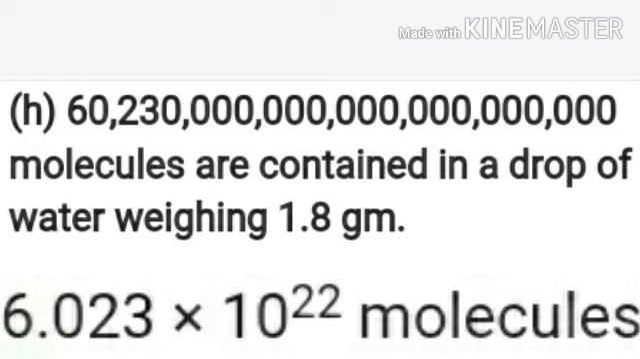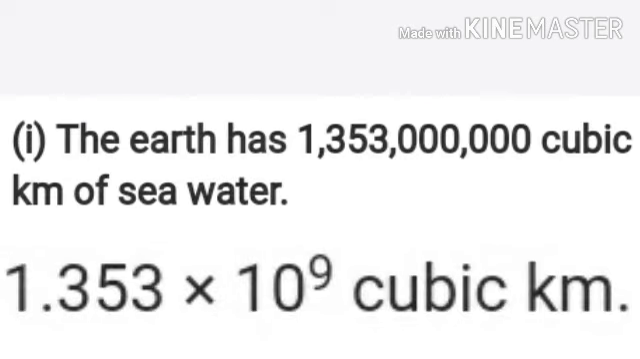I. The earth has 1,353,000,000 cubic kilometer of seawater. We write it in standard form: 1.353 into 10 to the power 9 cubic kilometer. You know, we always put the decimal after one digit. So we write 1.353, and the decimal will shift 9 places to the left. So we write 1.353 into 10 to the power 9 cubic kilometer.